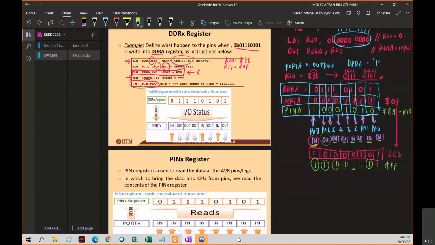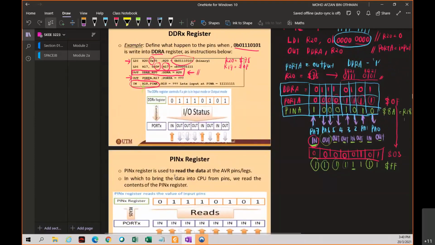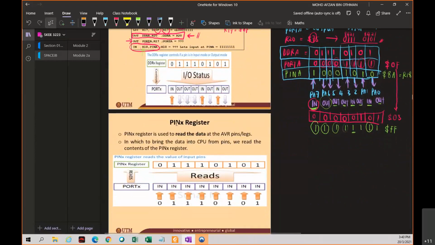Okey. Faham tak? Any question? Ada soalan tak? Okey, kalau tak ada soalan, jom kita akan masuk pula. Okey, this is for the DDRS lah. Tadi kita ada 3 register yang terlibat untuk input output. 1 DDR, 1 lagi pin. Okey, so sekarang kita tengok pin register.